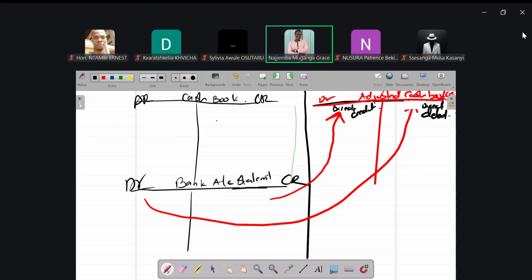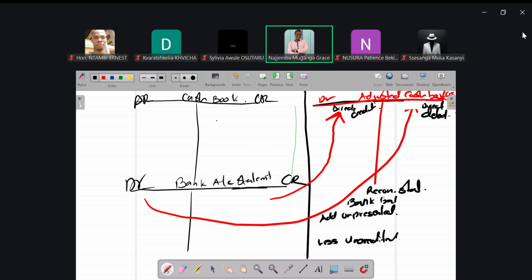Then when preparing the reconciliation statement, we have the bank balance here, add unpresented checks, less uncredited.